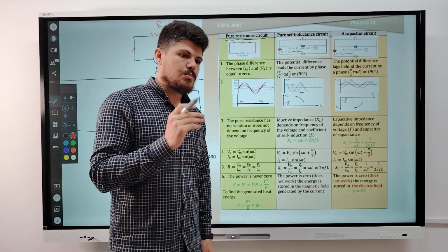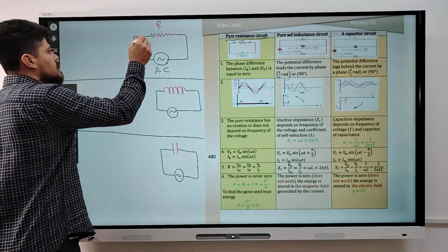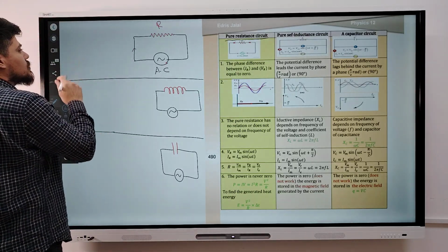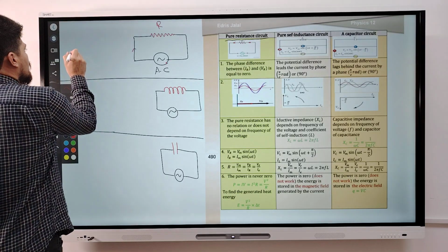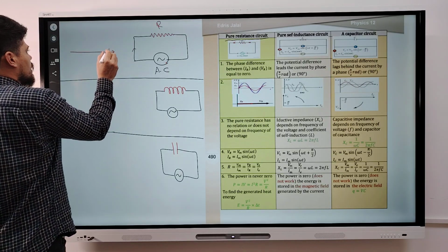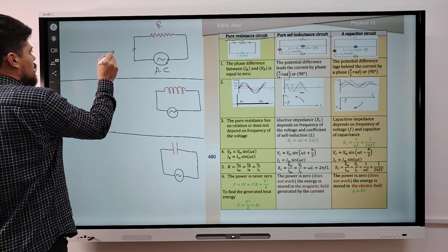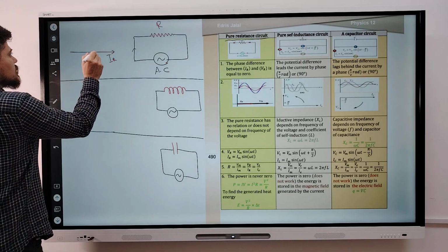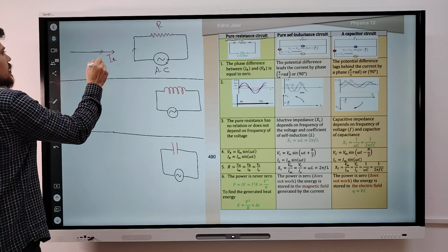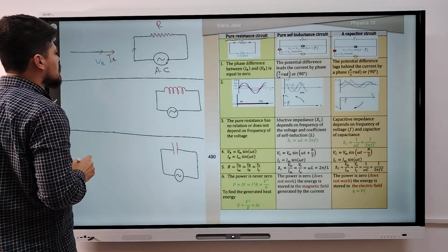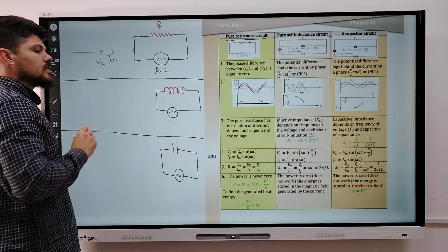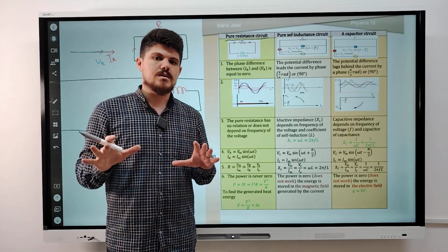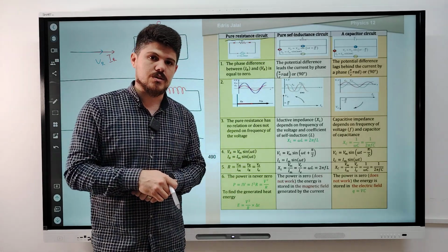Both the current and the potential difference pass through, and the current passes through the resistance, and both the potential difference and the current increase and decrease together. The phase difference between, for example, this is the current across the resistance, and this is the potential difference, VR. Both potential difference and current increase or decrease together. It means that there is no lead and no lag between the current and potential difference, okay?